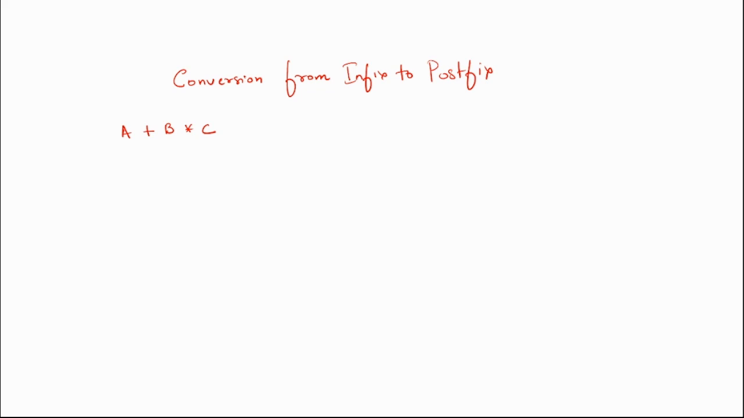Okay, let's start with another video of converting infix to postfix expressions. Let us look at this expression. I'll first do it using the direct method. So you have a plus b star c. Basically you need to evaluate the plus operator and the star operator. We already know that the star operator has greater precedence than the plus operator.